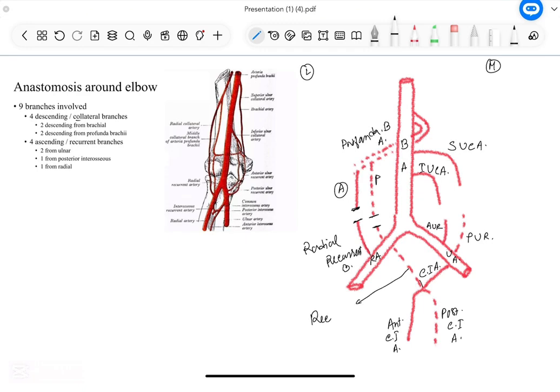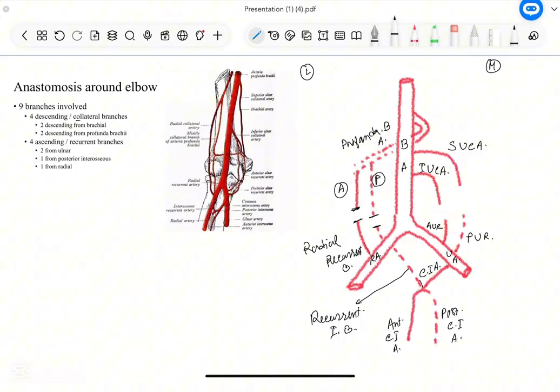What is the name of this? It is called recurrent interosseous branch. So anteriorly, anterior descending and radial recurrent, posteriorly, posterior descending and recurrent interosseous branch. They will make anastomosis on the lateral side.